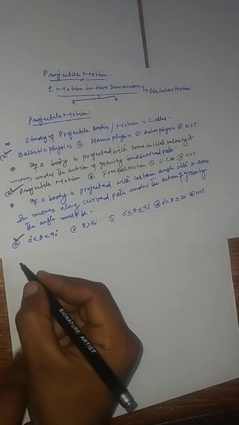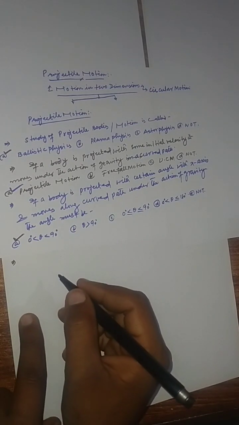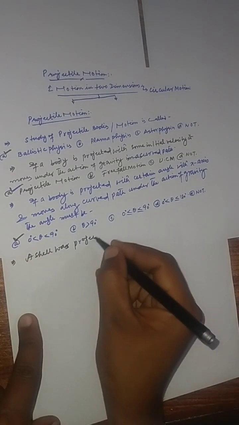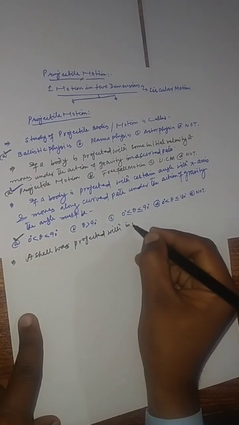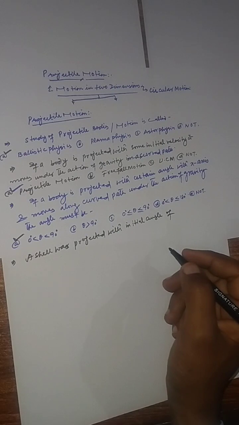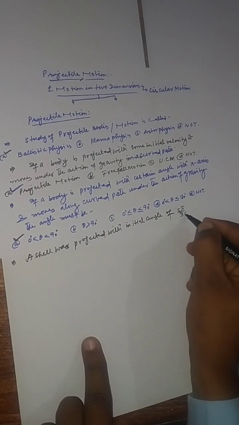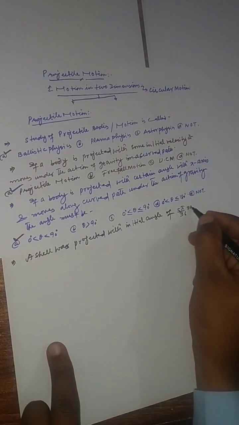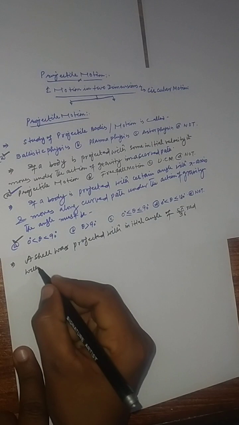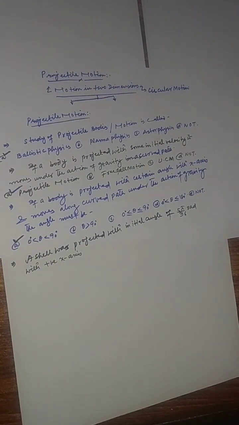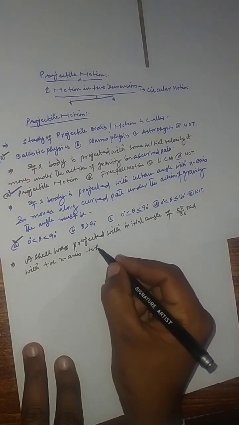Let's say we are taking a shell that was projected with an initial angle of 5 pi over 36 radian with the positive x-axis to hit the target.